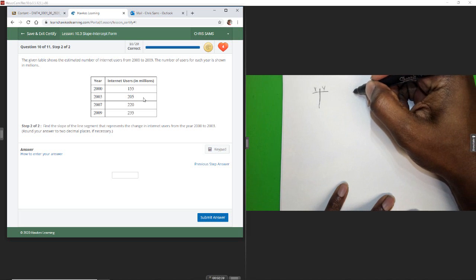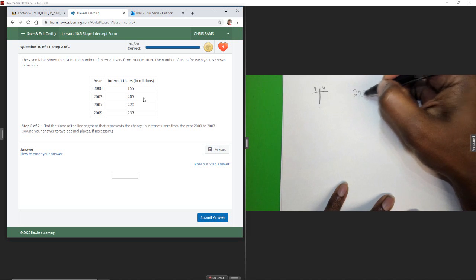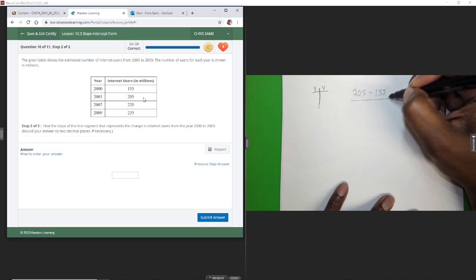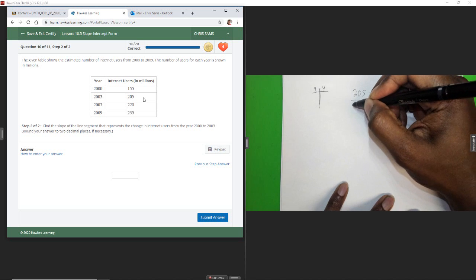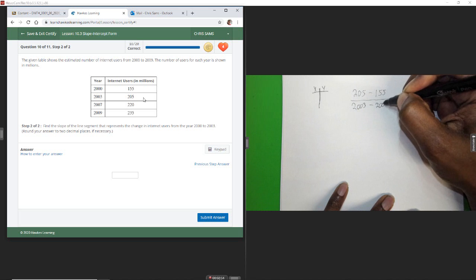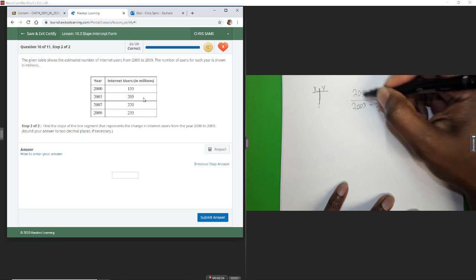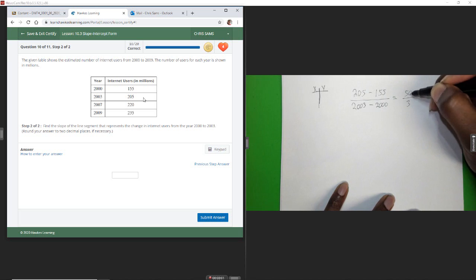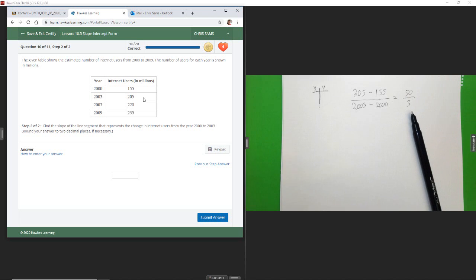So my Y2, which is 205, minus my Y1, which is 155, over my X2, which is 2003, minus my X1, which is 2000. And we get 50 over 3. So this is 50 million over 3. This will not reduce, but it does say round your answer to 2 decimal places if necessary. So we actually want to divide this up and get a decimal number.